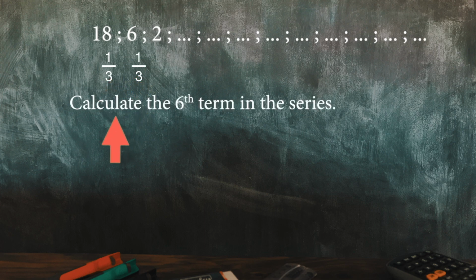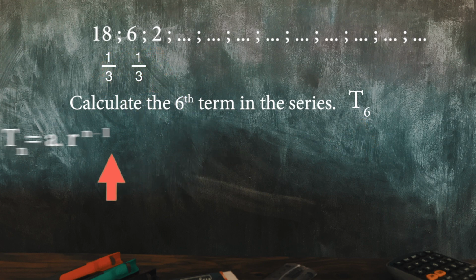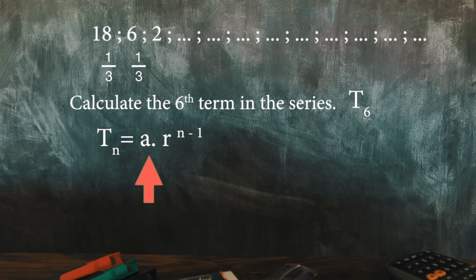Now we want to calculate the sixth term in the series. In other words, we want to calculate T6. Because this is a geometric series, we are going to use the following general formula. There it is. The term in the unknown position is equal to A times R to the power of n minus 1. In the place of this n as well as that n, we are going to put 6 because we want the sixth term.